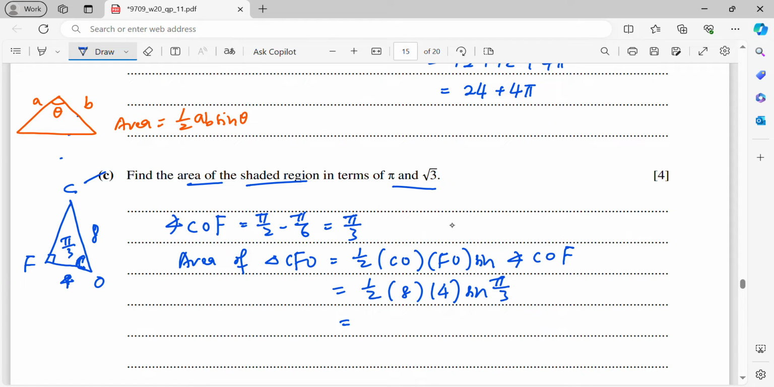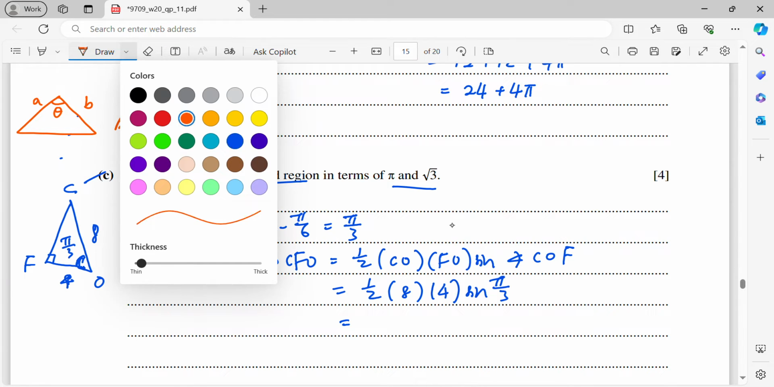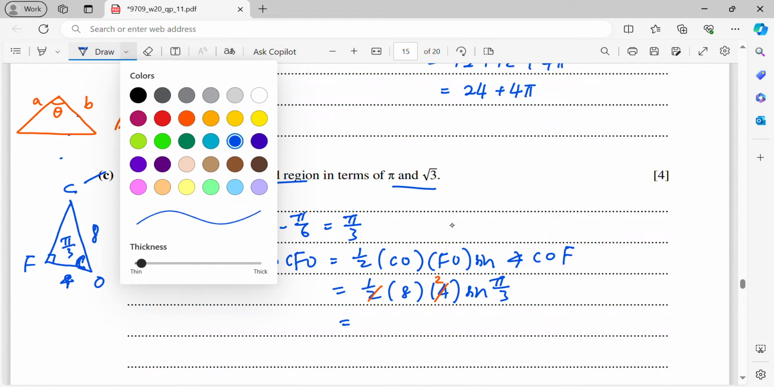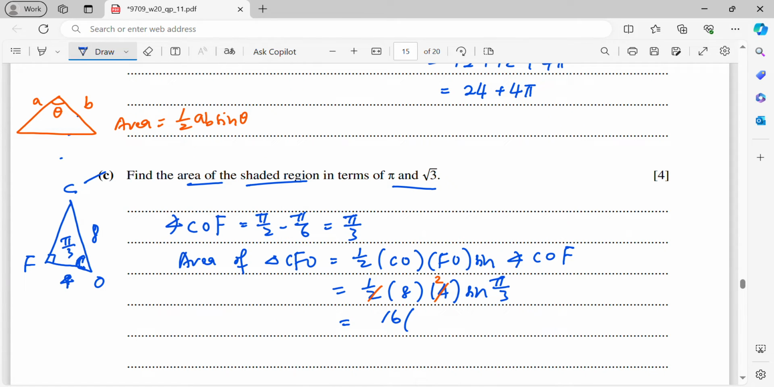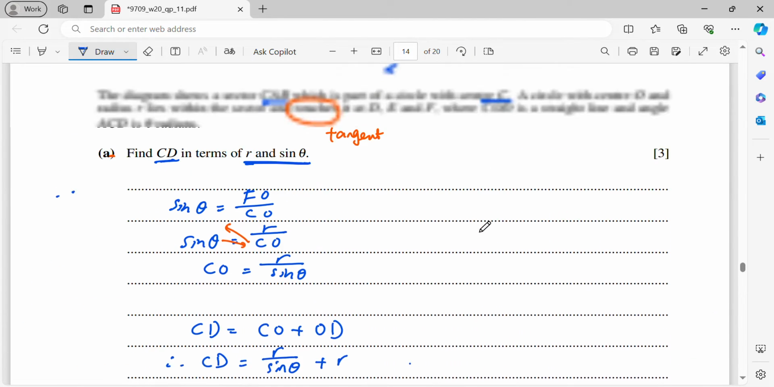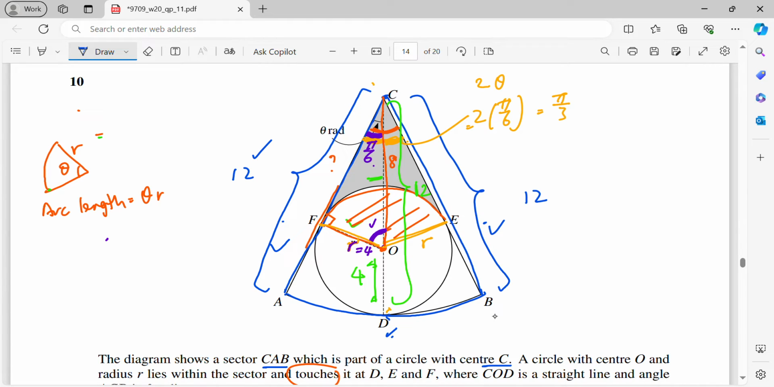Then from here, okay, basically you can simplify. So 8 times 2 is 16. Sine pi over 3 is square root 3 over 2. Then at last you are getting 8 square root 3. Okay, then now I just times 2 to get the whole quadrilateral, because I have found here. Then now I minus the area of the sector.